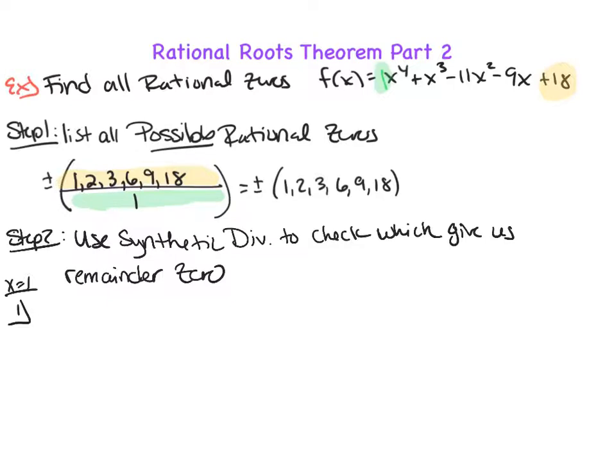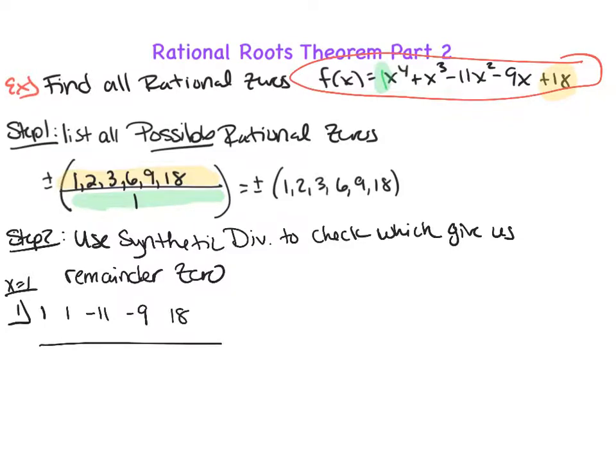And again, the polynomial you're using for your synthetic division is f of x. So 1x to the 4th, 1x cubed, minus 11x squared, minus 9x and positive 18. We'll do a quick round of synthetic division. Bring down the 1. 1 times 1 is 1. 1 plus 1 is 2. 1 times 2 is 2. Negative 9. Negative 9. Oh, this is great. Negative 18. Negative 18. 0. Yay! Once we get a remainder 0, we know that 1 is a yes.